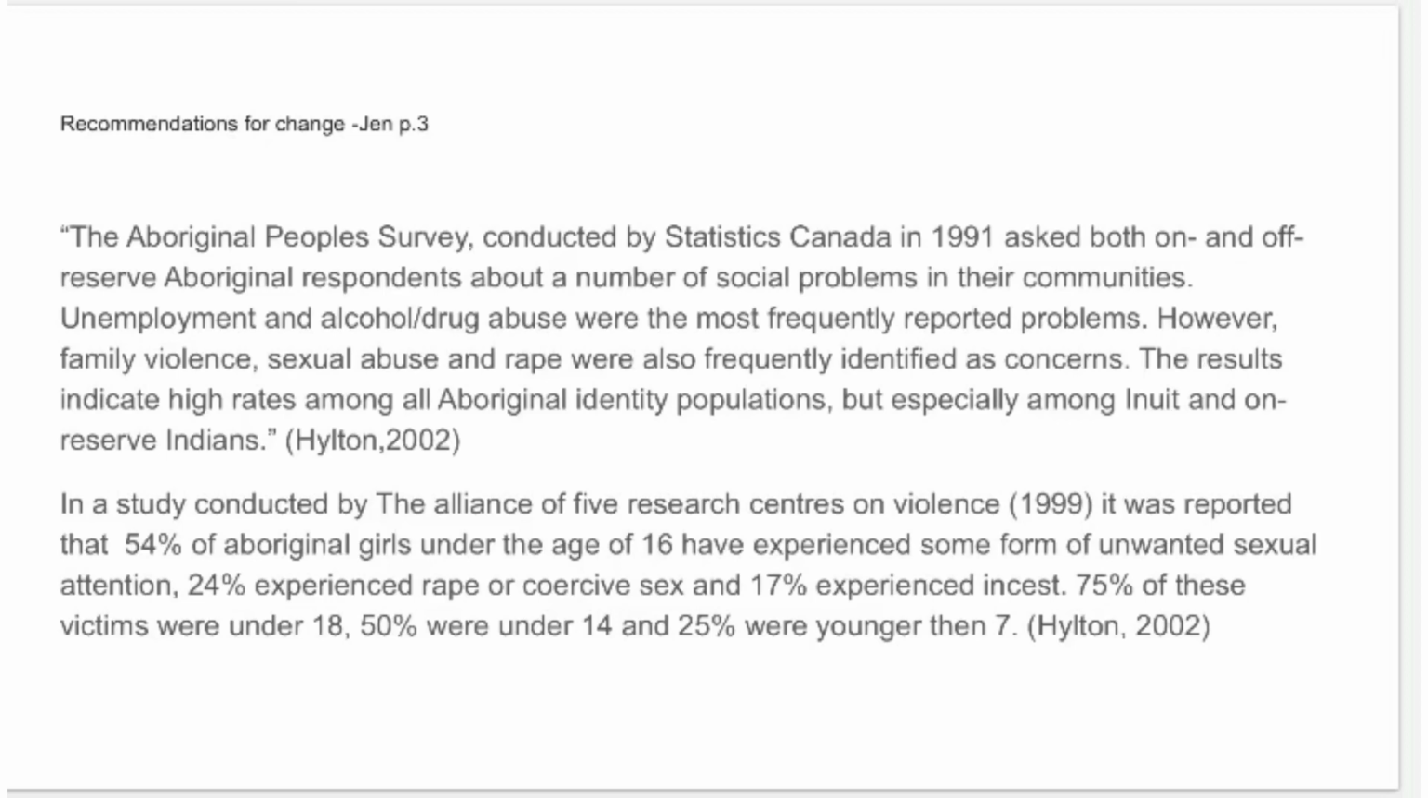In a study conducted by the Alliance of 5 Research Centers on Violence in 1999, it was reported that 54% of Aboriginal girls under the age of 16 have experienced some form of unwanted sexual attention. 24% experienced rape or coercive sex, and 17% experienced incest. 75% of these victims were under the age of 18. 50% were under the age of 14, and 25% were younger than 7.